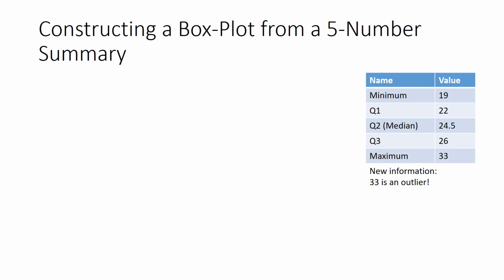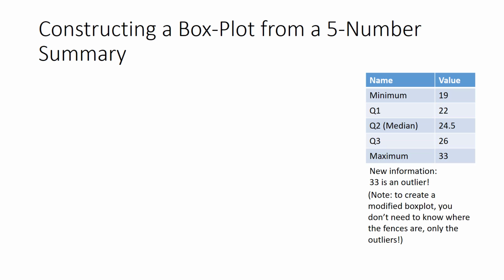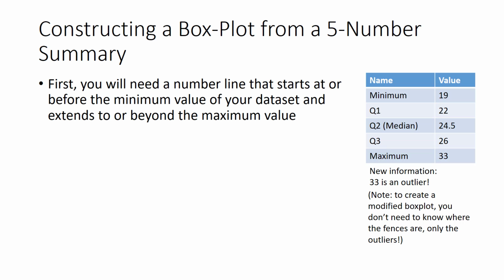So we have this new information that we're going to add to our 5-number summary, which is that we have this outlier of 33. We're going to use that new information to construct a modified box plot. Please note that to create a modified box plot, you don't need to know where the fences are, only the outliers. Now, of course, you can't know whether there are outliers until you know where the fences are, but once you find the outliers, you don't need the information about fences anymore. Let's see what that means.